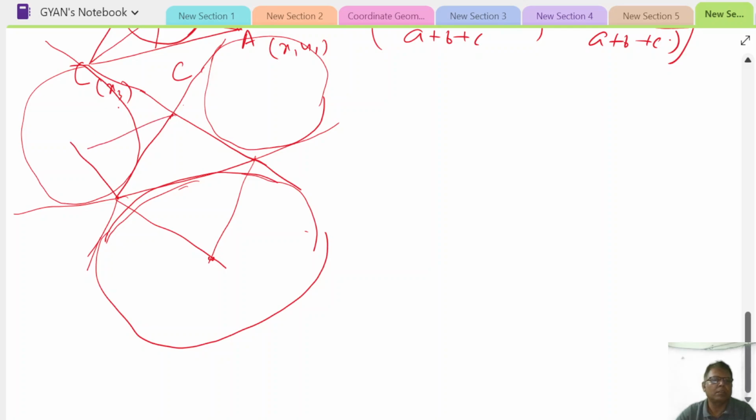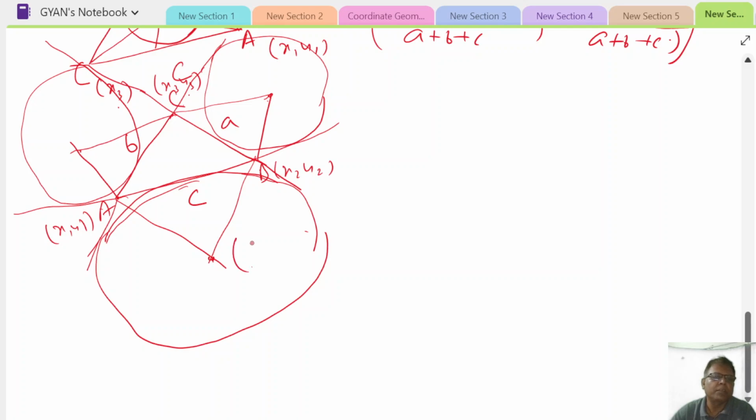Here, three excenters are there for the three circles. For a triangle, three excenters are there. So what is the coordinate of the excenter? Suppose this one is A, this one is B, this one is C, and this one is x1, y1, this one is x2, y2, this is x3, y3. And similarly, this one is A, this one is B, this one is C. So the excenter will be here.